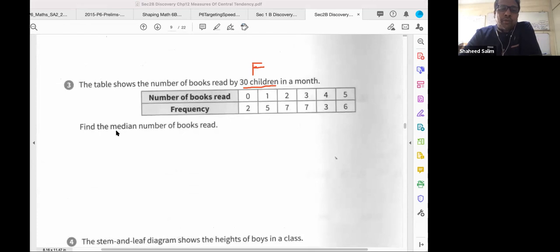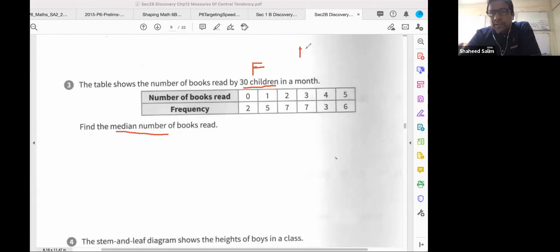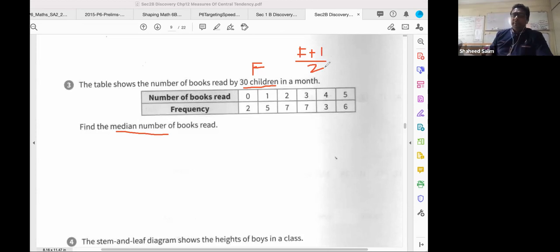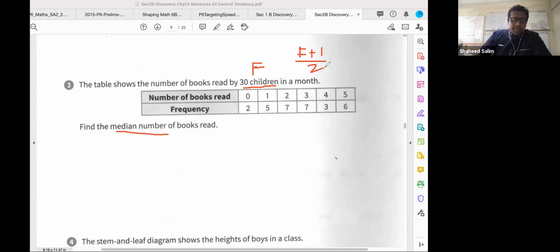Down here you just need to find a median. Formula, remember I showed you just now? Frequency plus 1 divided by 2 to find the middle position. What's your median position? 15.5. So which one is it? Down here you must write the positioning.